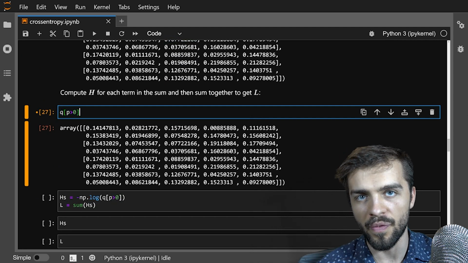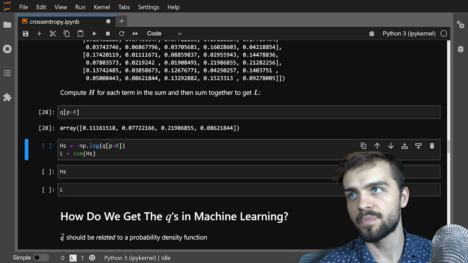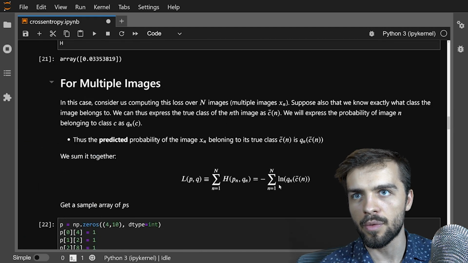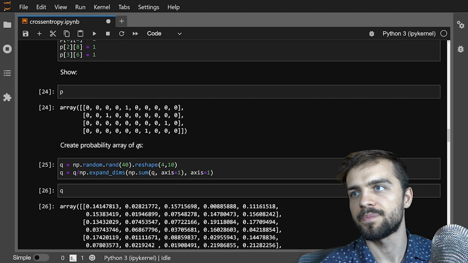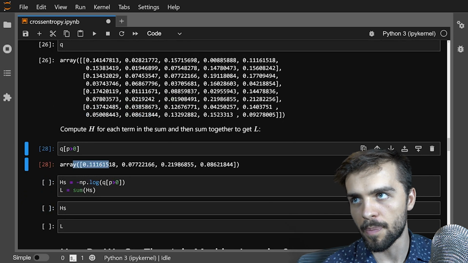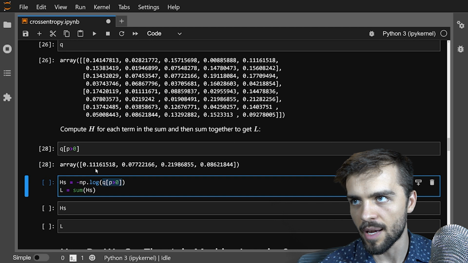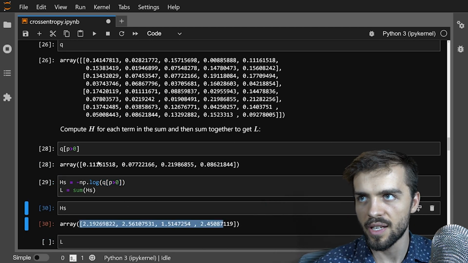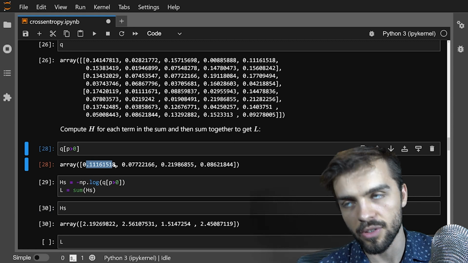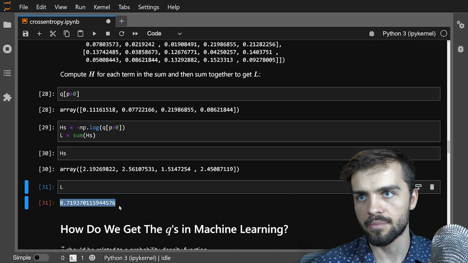So there should be 4 different values because I have 4 different images. There are 4 different true classes, and I'm summing from n equals 1 to 4. So I'm taking the natural logarithm of 4 different things here, and I get Q where P is greater than 0. These are the Qs. I take the natural logarithm of these Qs to get my array of H's, which is also going to be an array of size 4, like this. Just taking the negative natural log of each of these values, and then L is just the sum of these, and I get my cross-entropy.